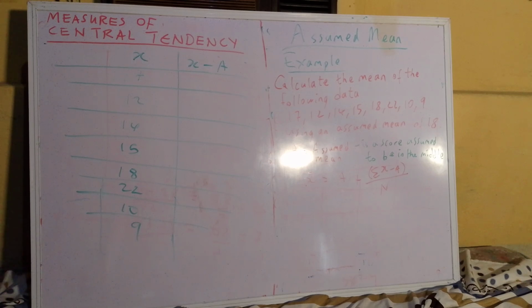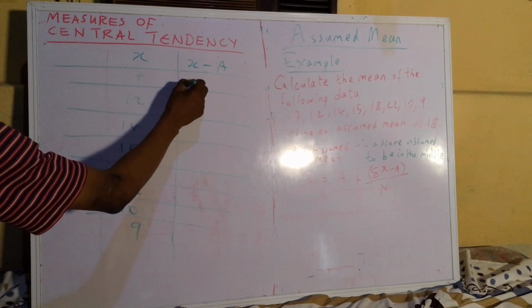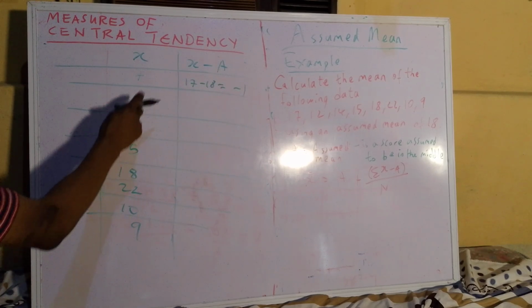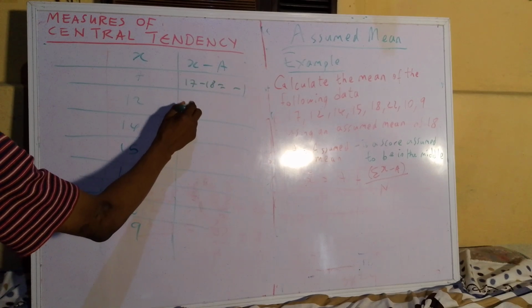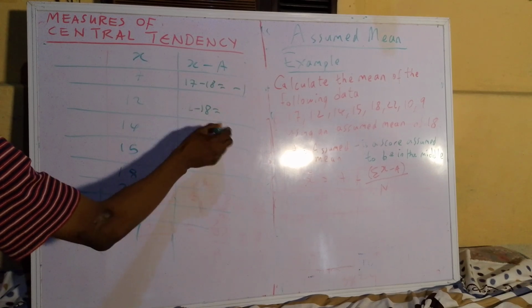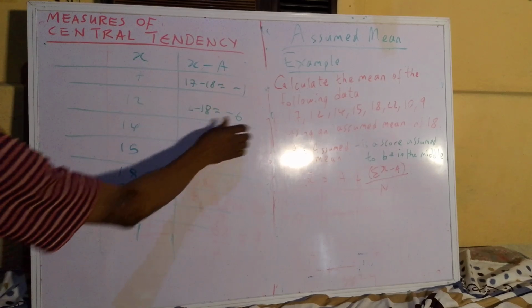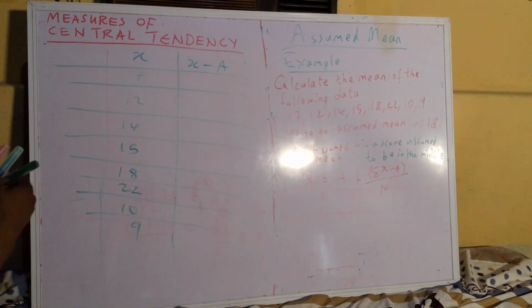Yes. So you now subtract. 17 minus 18 is equal to minus 1. That's how you do all of them, minus 18. 12 minus 18, if you do it with your calculator, will give you minus 6. You can do that working elsewhere and just put the answer. So 17 minus 18 will give you minus 1.